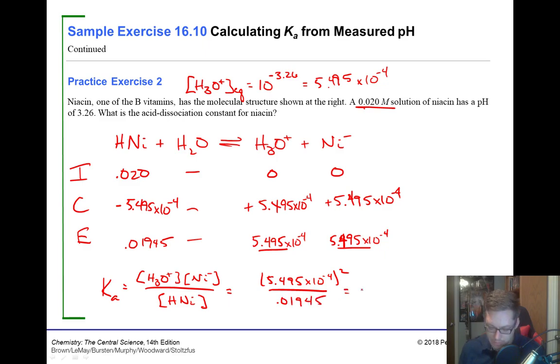All right. So now it's just a matter of plugging this all in. Squared divided by 0.02 minus, and I got 1.5 times 10 to the minus 5th. I did 2 sig figs because this guy up here has 2 sig figs, and this has 2 sig figs.